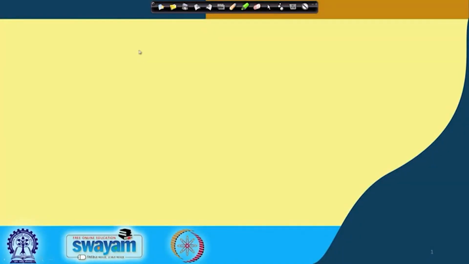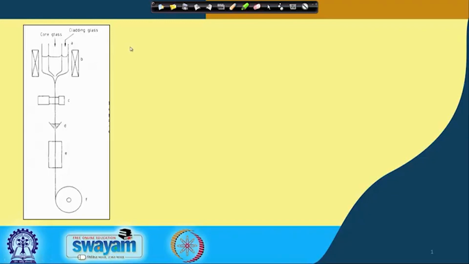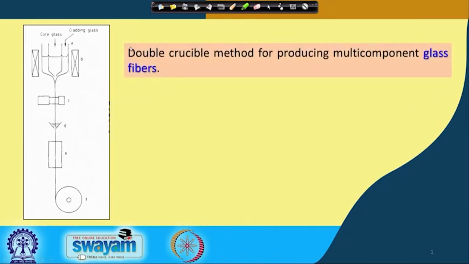Hello everybody, welcome back, where we are talking about the inorganic fibers, and we have seen how we can make a particular type of optical fiber. So the thing required for a crucible method that we discussed last time is the double crucible method for producing multi-component glass fibers.